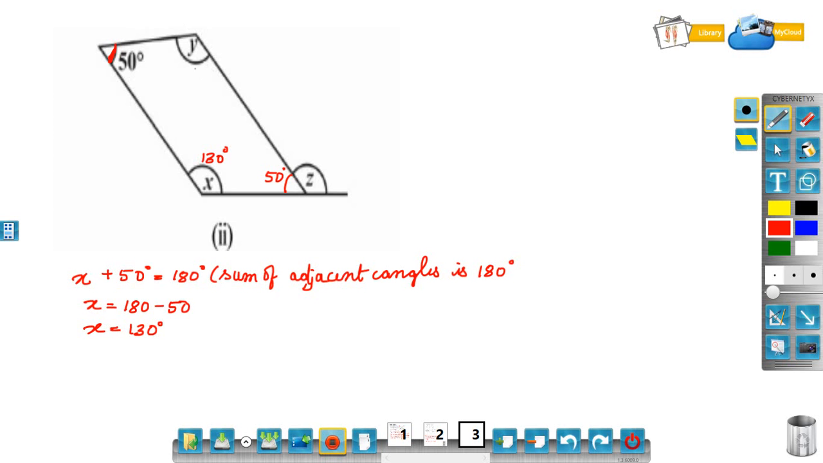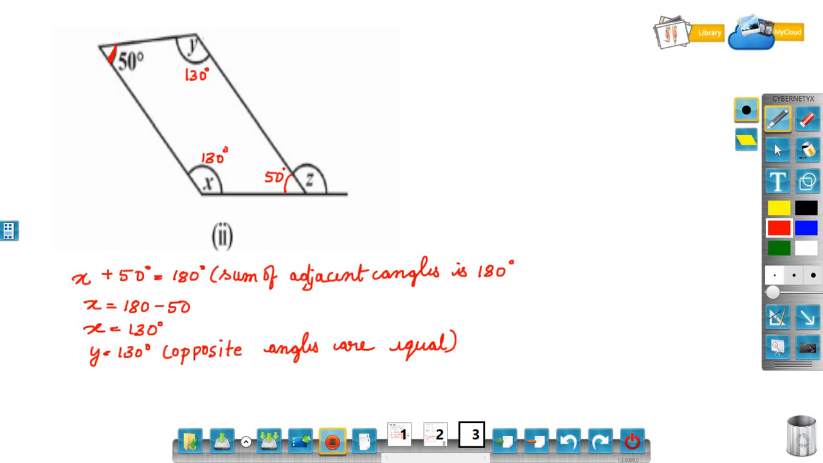Which is the opposite angle of x? That is y. So y is equal to 130 degree because opposite angles are equal. Now we got the measure of angle y, that is 130 degree.